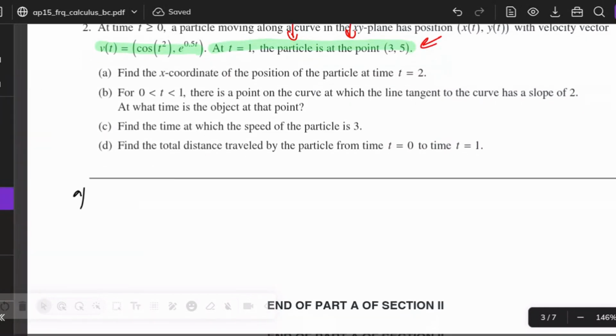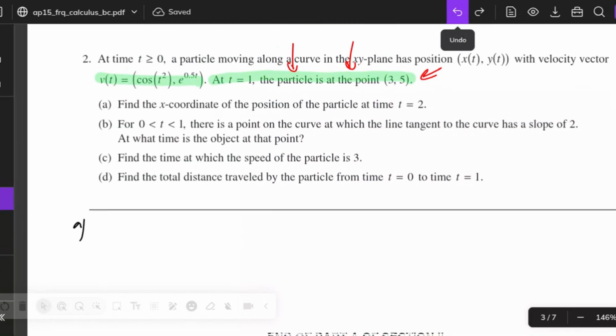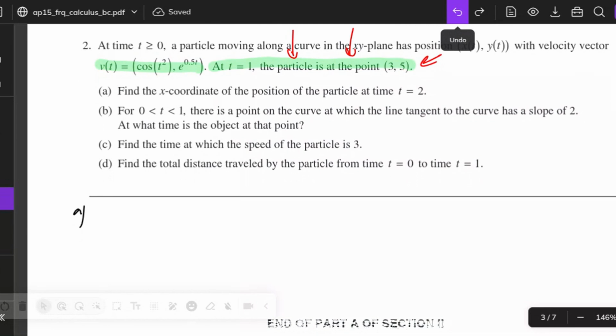Okay, let's look at part A. Find the x-coordinate of the position of the particle at time t equals 2. The x-coordinate refers to the position x(t) right here. So what we want to do is look at our function that is given to us. This is a velocity function, and we're trying to find the position, which means we have to take the integral.